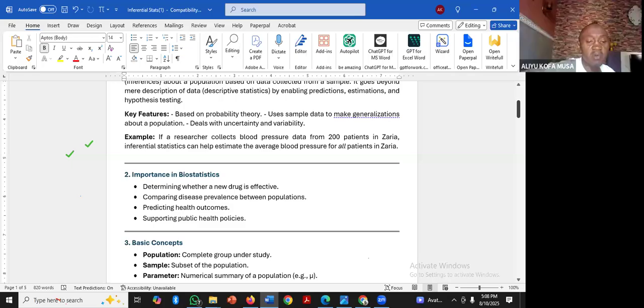Residents of Zaria are going to have this mean or average value. So this is one of the aspects of inferential statistics.